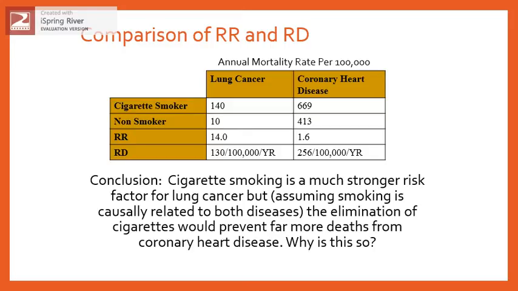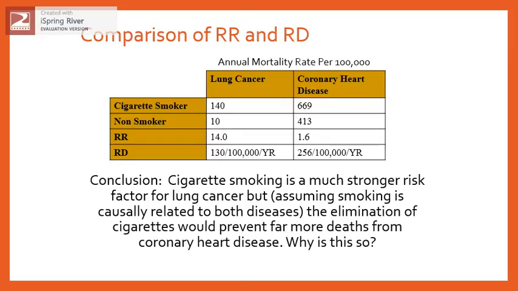But the risk difference is much higher. 256 is higher than 130. So that means that you could save more lives in terms of coronary heart disease if you eliminated smoking. Why is that? How can you have a higher relative risk for lung cancer but a higher risk difference for coronary heart disease? That's really what this is getting at.